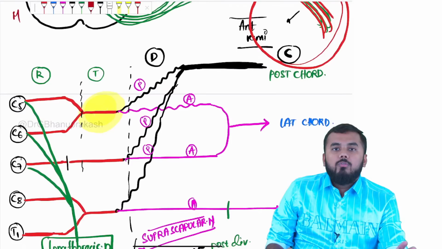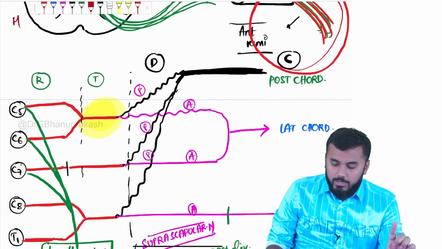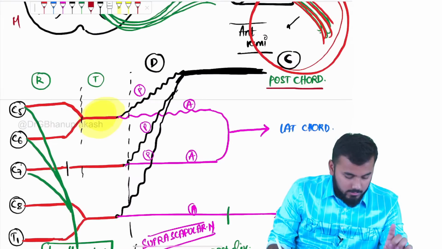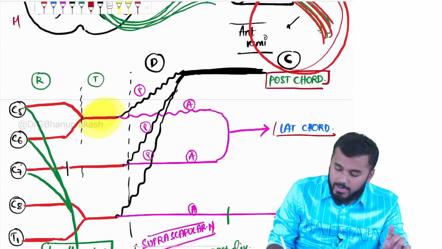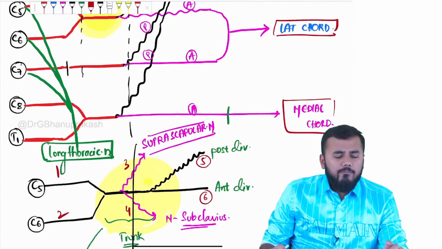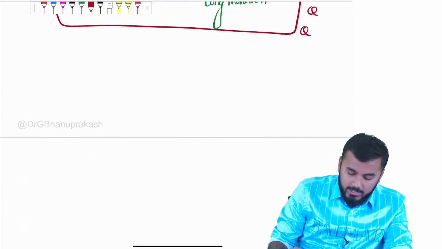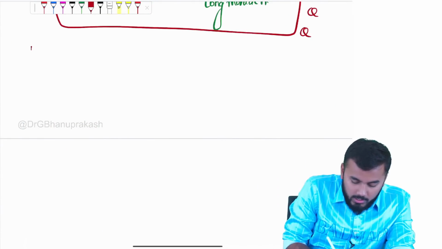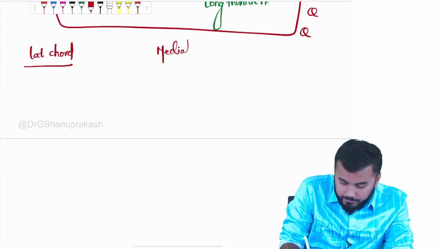So now we have discussed a few important questions. Now look here, another important thing. What are the branches of the posterior cord? What are the branches of the lateral cord? And what are the branches of the medial cord? Very, very easy. So first of all, let us discuss like this. What are the branches of the lateral cord? What are the branches of the medial cord?